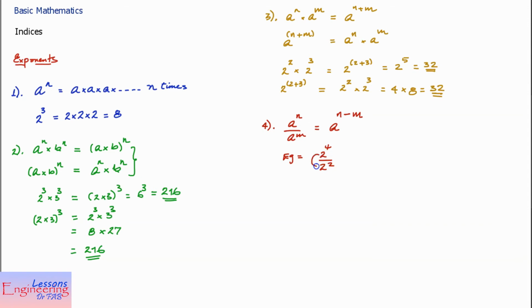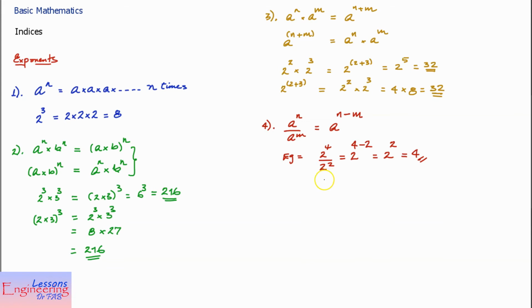So we have similar base and different exponents. So we're saying that this can be expressed as 2 raised to 4 minus 2, which is 2 raised to 2, which is 4.